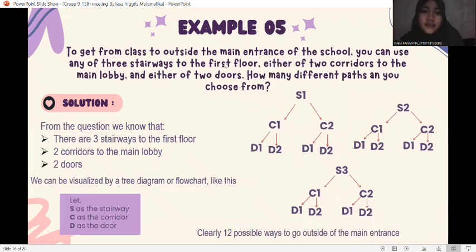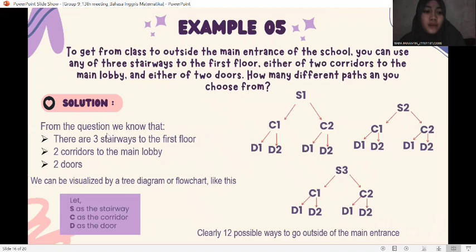Next is example 5. The question is: to get from class to outside the main entrance of the school, you can use any of three stairways to the first floor, either of two corridors to the main lobby, and either of two doors. How many different paths can you choose from?